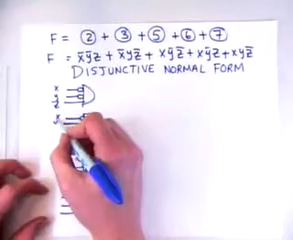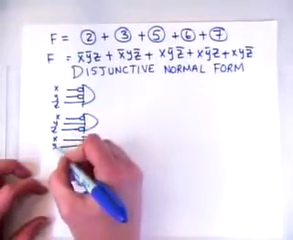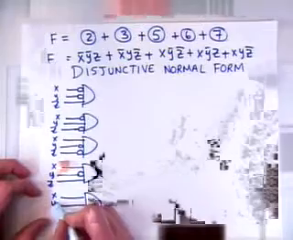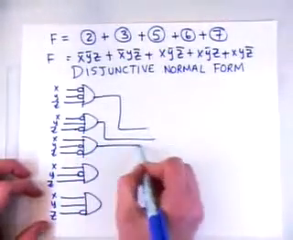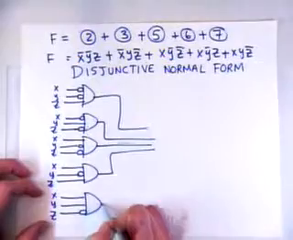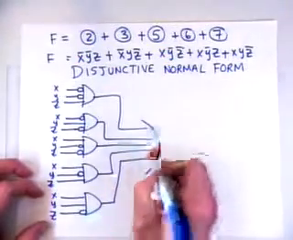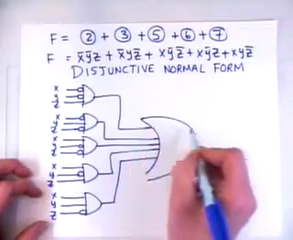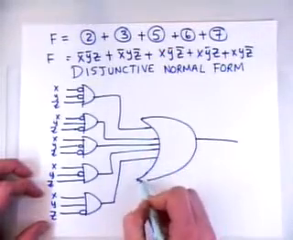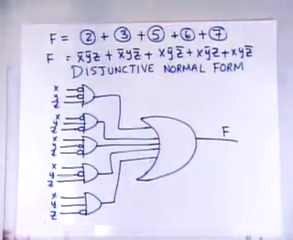So when I'm drawing this, I'm just assuming I'm going to put X, Y, Z down for all of them. And then I just draw bubbles where I have NOTs. And then I'm going to take them all and feed them into OR gates. I have one big OR gate, and the output is F.